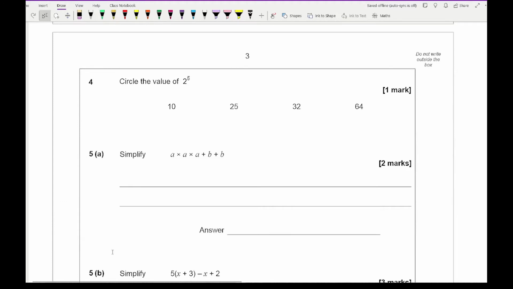Then looking at question 4, it says circle the value of 2 to the power 5. So that's 2 times 2, which is 4, times 2, which is 8, times 2, which is 16, times 2, which is 32. Then question 5a says to simplify the expression.